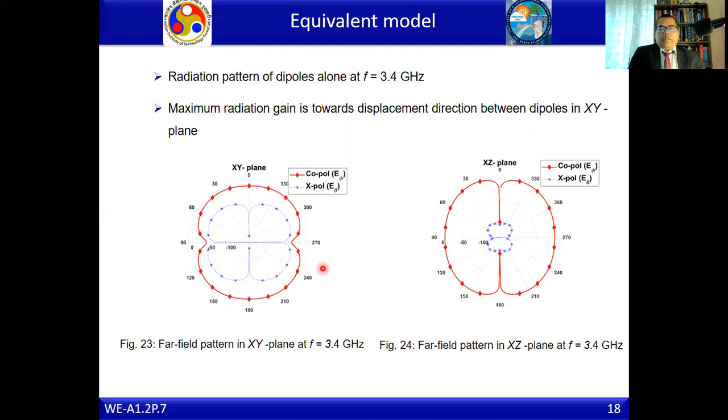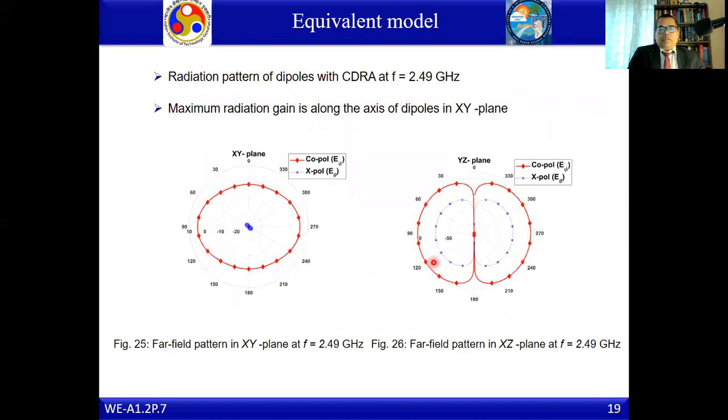For the dipoles alone, the maximum radiation is along theta equal to 0 and theta equal to pi. When we excite the dipoles along with the cylindrical ring DRA, the radiation pattern changes. Maximum radiation is along 270° and 90°, which is very similar to the radiation pattern of the double-sided SSB structure placed in the near field of the cylindrical ring DRA.